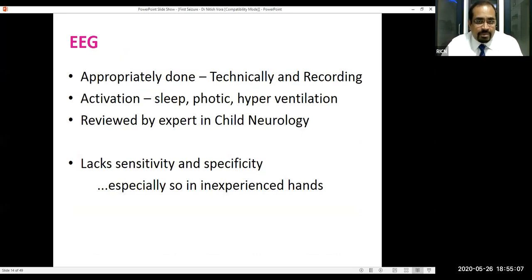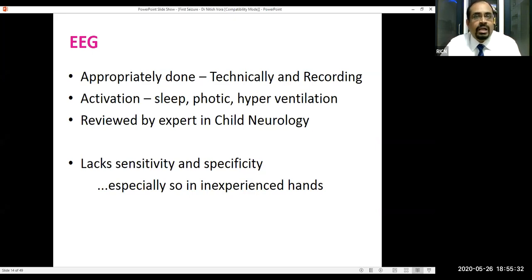This is something I've learned with experience: make sure the EEG is appropriately done, both technically and recording-wise. Also, activation procedures should be done when required, like sleep, fatigue, or hyperventilation. And it has to be reviewed by someone who is an expert in child neurology, because EEG is an excellent tool, but it lacks sensitivity and specificity, especially in inexperienced hands.